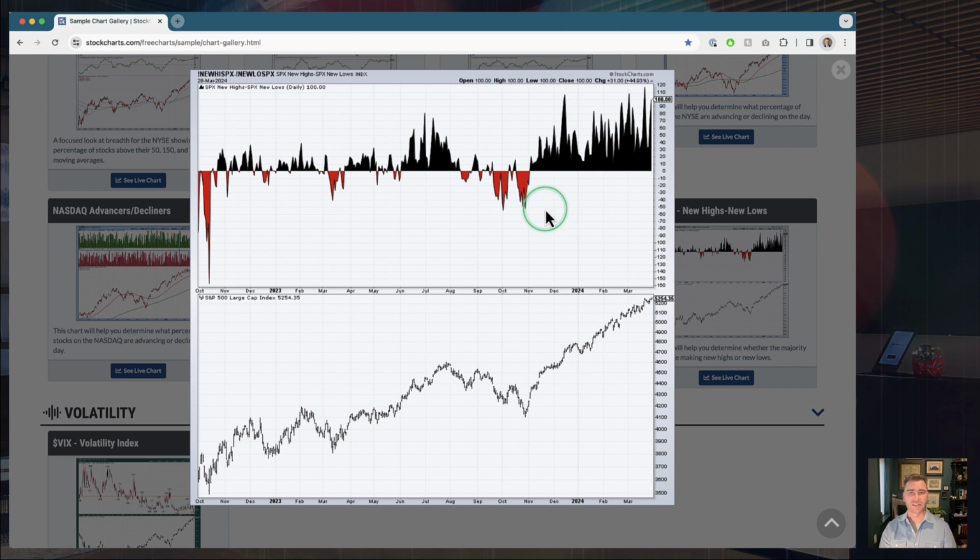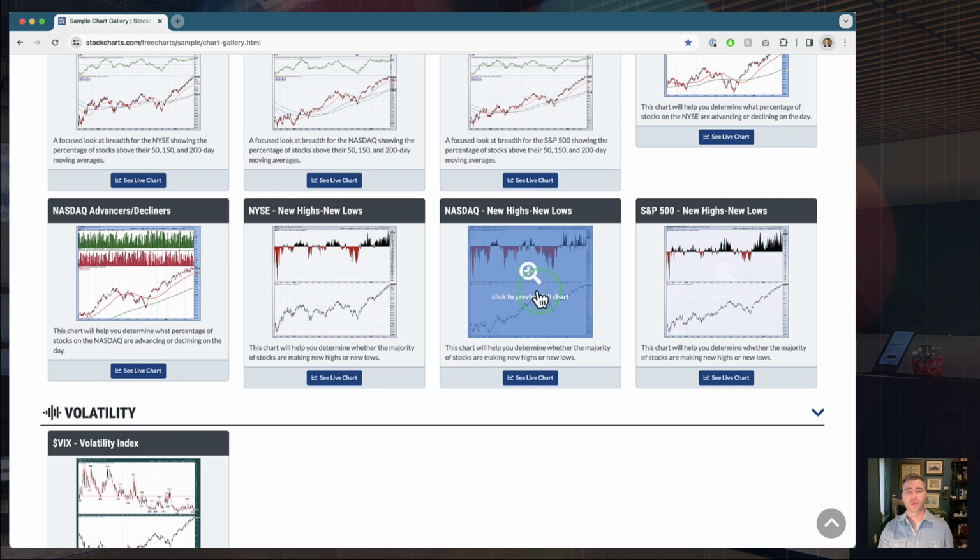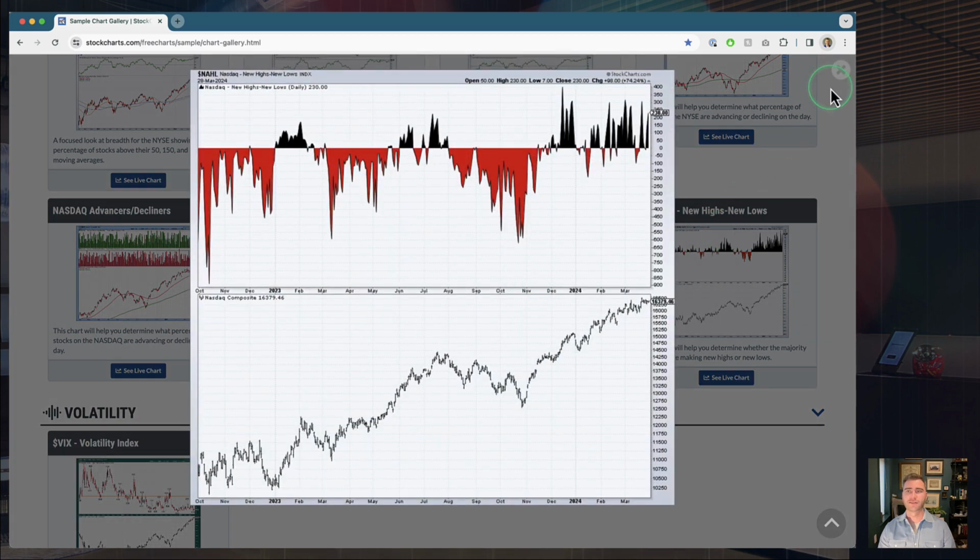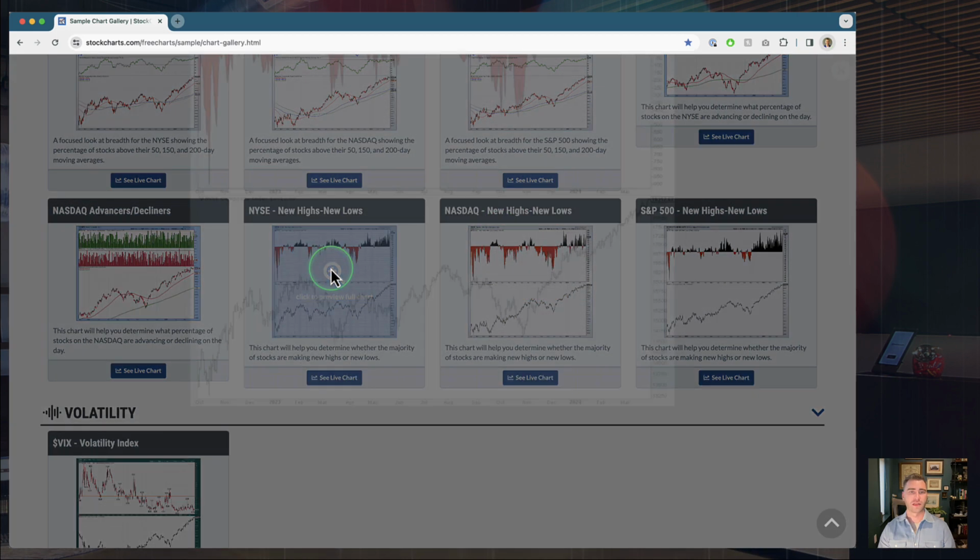We got a lot of stocks making new highs, and we can see that index down below in the lower panel. We can see the S&P 500 rising, and we can see the participation up top. More stocks making new highs than making new lows. That is a good thing if you are bullish. So we can do the exact same thing again for the NASDAQ and the exact same thing again for the NYSE.